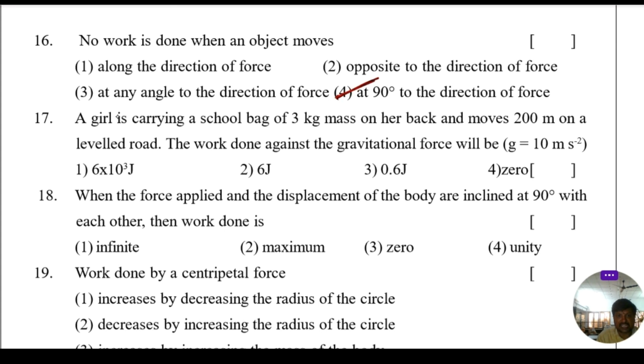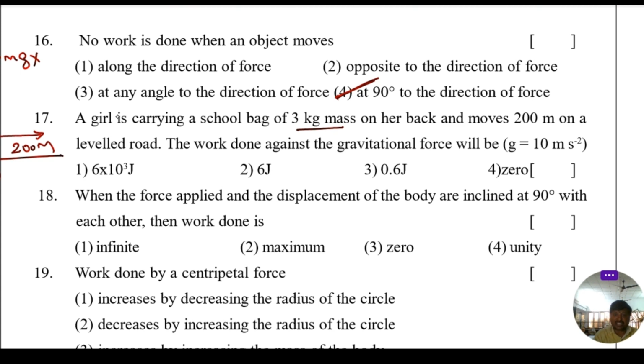Let's go to 17th. A girl is carrying a school bag of 3 kg mass on her back and moves 200 meters on a level road. The work done against the gravitational force will be? Here a girl is carrying 3 kg mass. 3 kg mass means 30 Newton weight, and the girl is moving along a level road 200 meters. Then the work done against gravitational force is weight mg times displacement h, that is 200 meters.